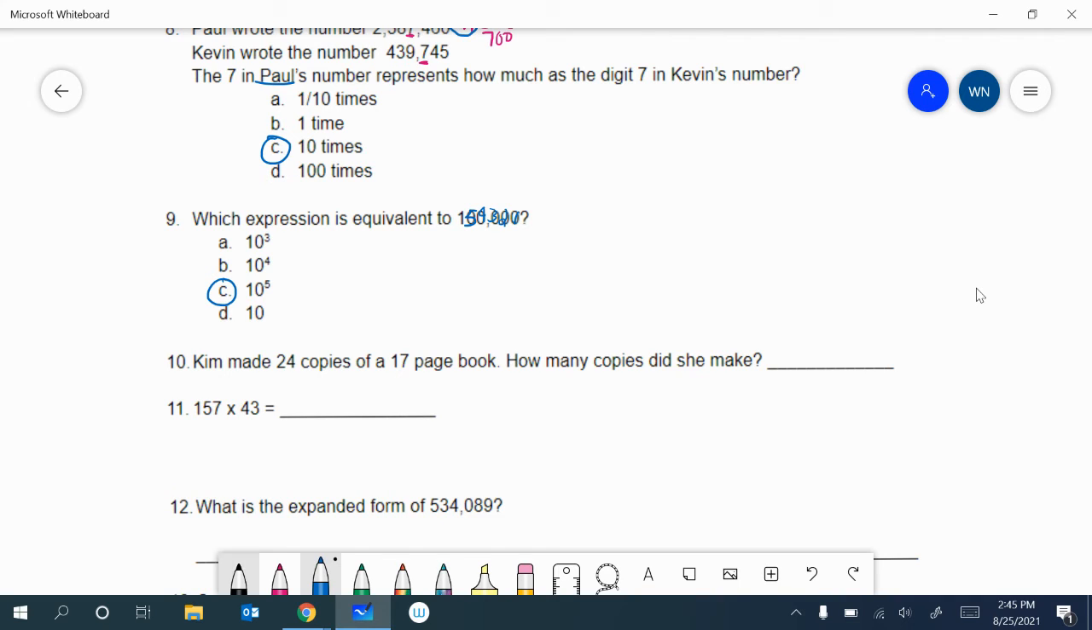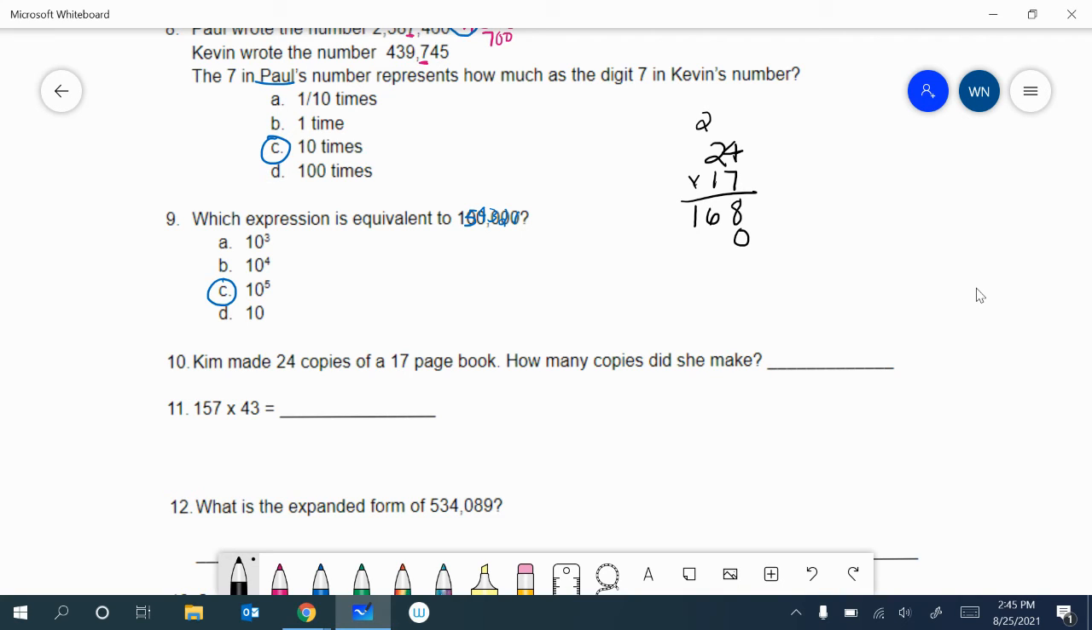Kim made 24 copies of a 17-page book. How many copies did she make? I'm on number 10. Let's work it out. 24 times 17. Remember, you should be checking your work with mine. 7 times 4 is 28. 2 times 7 is 14, plus 2 is 16.